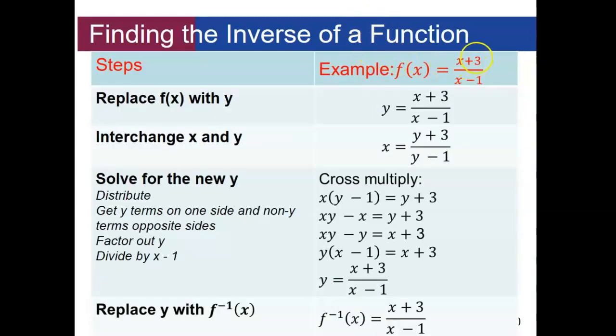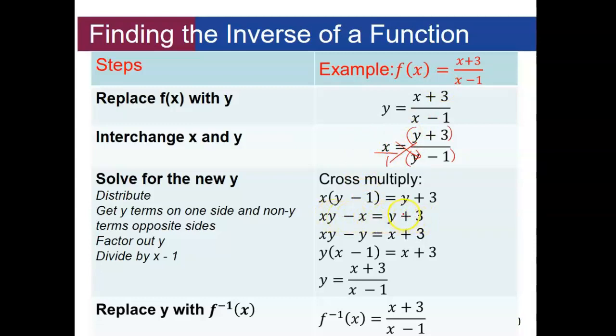Okay, here's another one. It's a little bit more complicated. We want to start out by replacing the f of x with the y, and then interchanging the x and the y's. And then from here, this is where it gets more complicated because what we want to do is actually cross multiply. So I'm going to multiply x times y minus 1. So I'm going to go this way, and then I'm going to multiply across this way. Okay, simplify.